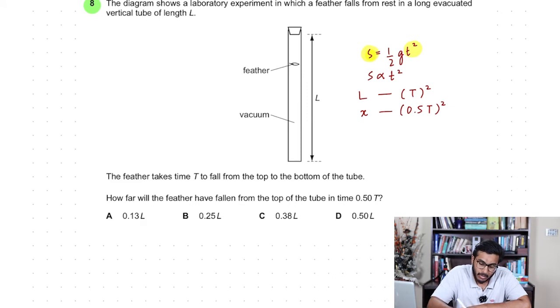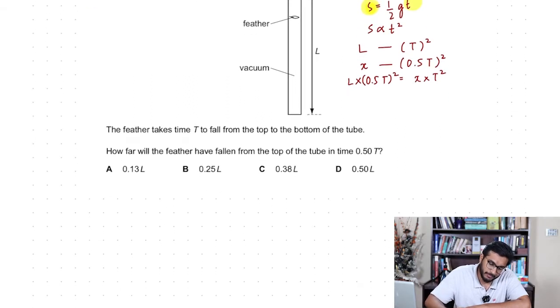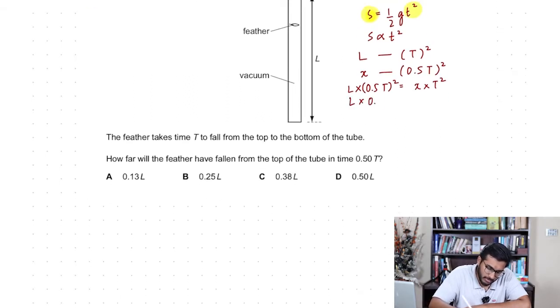And remember, not to forget this square, because displacement was not proportional to time only, it was proportional to time squared. So do not forget to put a square on the time variable. Now you can cross multiply. It's going to be L times (0.5 T) whole squared equals X times T squared. This is going to be 0.25 T squared. T squared cancels out. X is equal to 0.25 of L. So we have our answer, 0.25 of L.